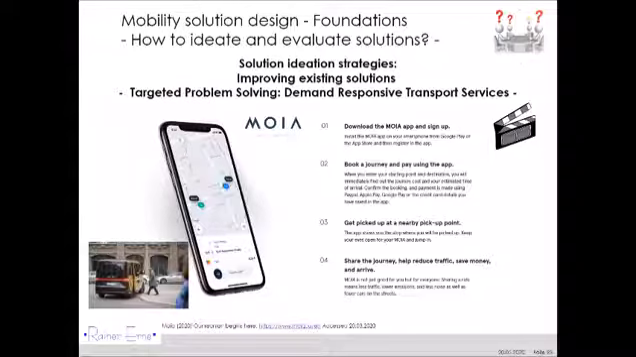Okay, such demand-responsive transport services have been developed by employing ideation methods like targeted problem solving. They identified niches in the market, which on the one hand addresses user needs, and on the other hand differentiates from competitive services like car sharing or public transport, and also individual motorized transport.